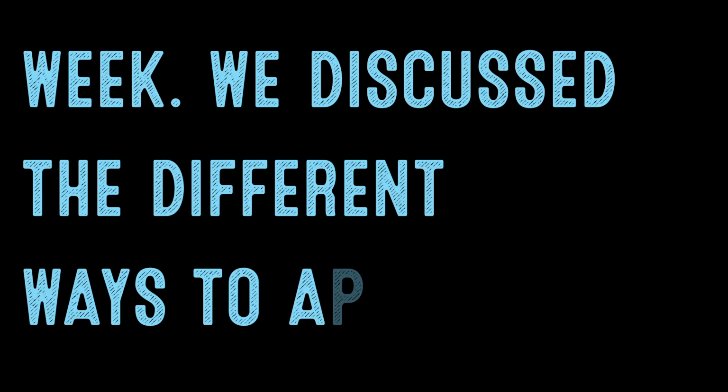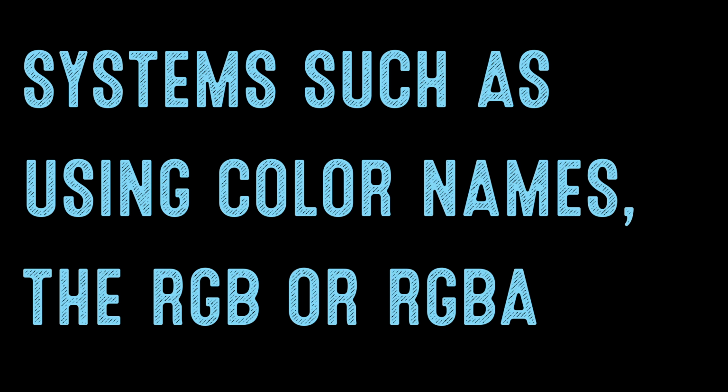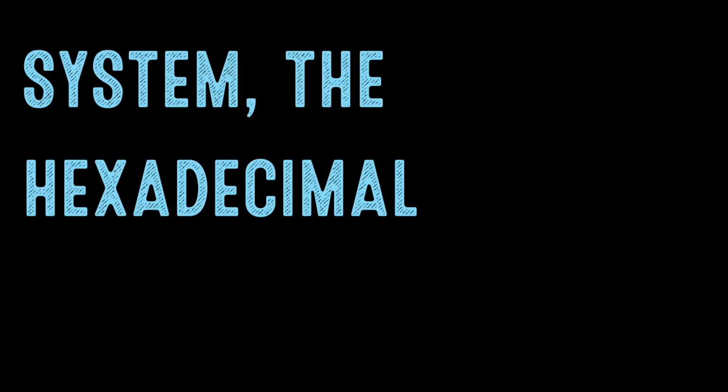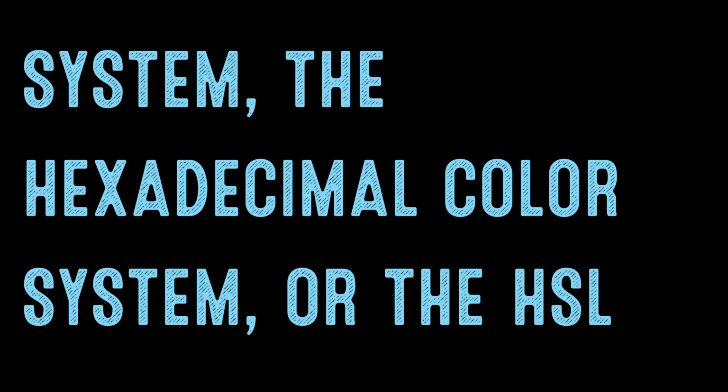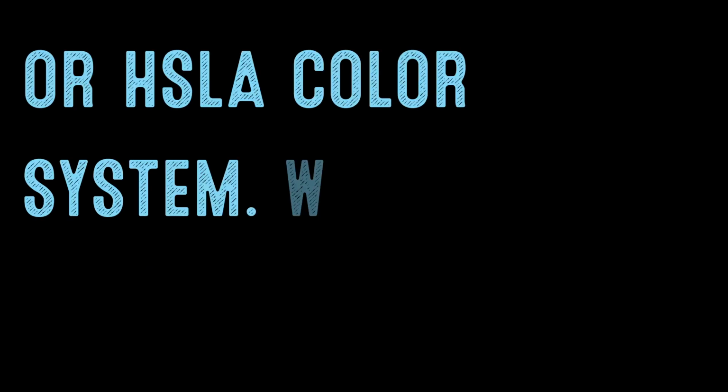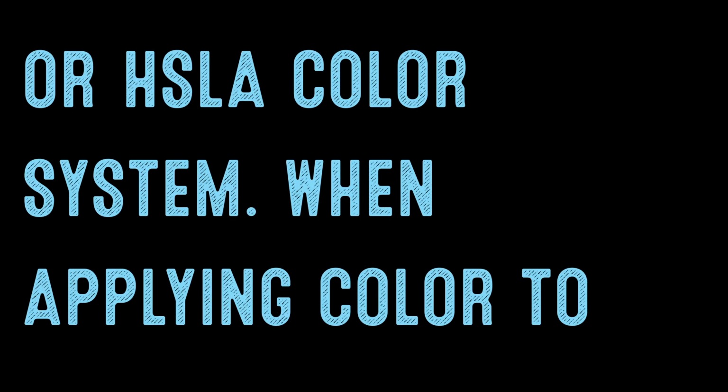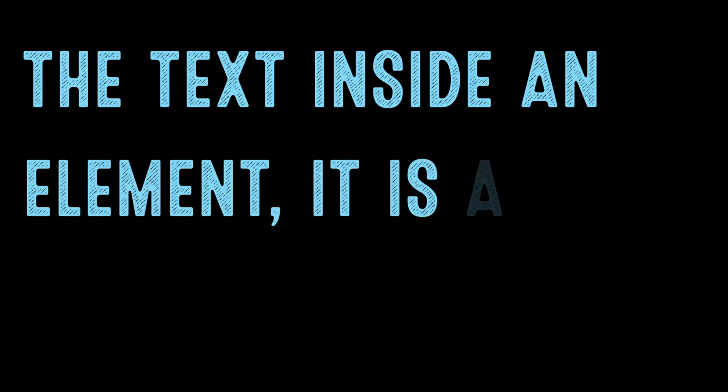We discussed the different ways to apply color previously. Color can be applied using various color systems, such as using color names, the RGB or RGBA system, the hexadecimal color system, or the HSL or HSLA color system. When applying color to the text inside an element, it is applied to all text as a single entity.